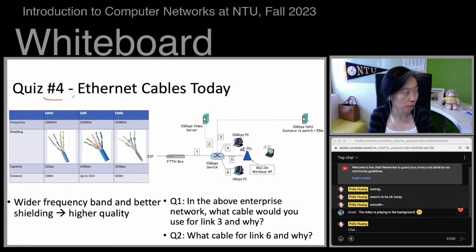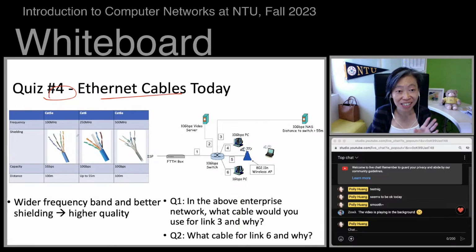All right, so quiz 4. Okay, Ethernet cables. What I have here on the left is a table summarizing generations of Ethernet cables. All right, look, this is generation 5, Cat5, the category 5, 100 megabits per second cable. And we now have Cat6 and current state-of-the-art 6A. I think there are some other newer generations of cable already, but really expensive.